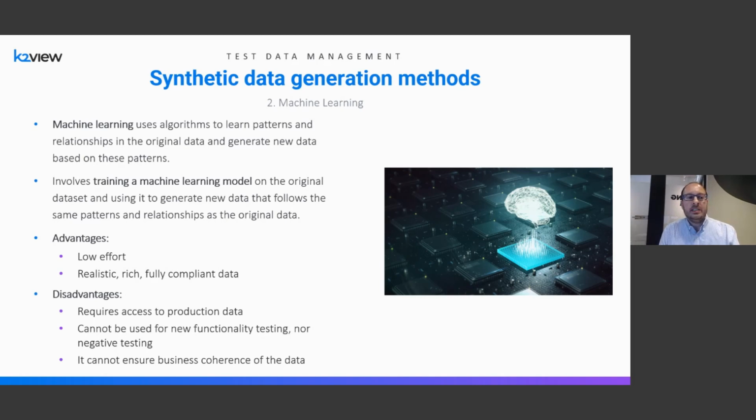The disadvantage is that, first of all, this technology is still in its infancy, and we still have years to go until it can be like a ChatGPT type experience where you just input a prompt, press enter, and get the result that you want. Generating synthetic data this way is still in its infancy, as I said. And in order for it to work, it requires access to the production data. And as I said before, you can't use it to test new functionality because the data will not exist in production, and it doesn't cover negative testing, for example.